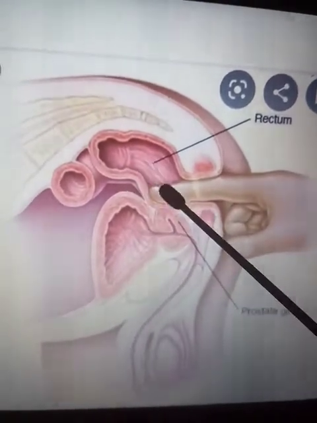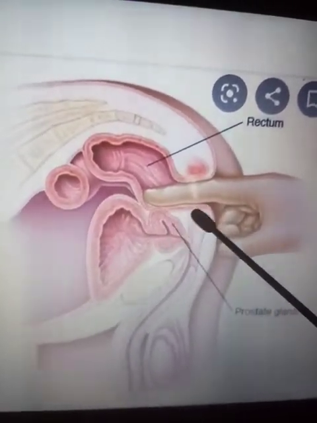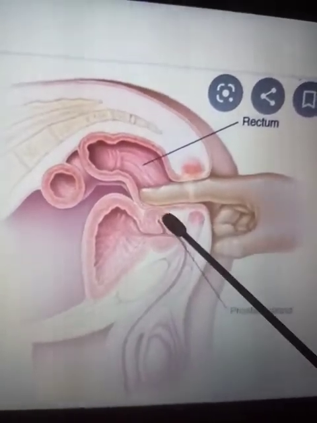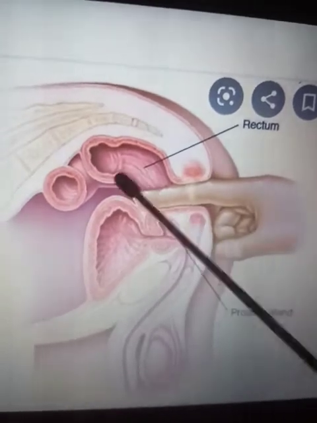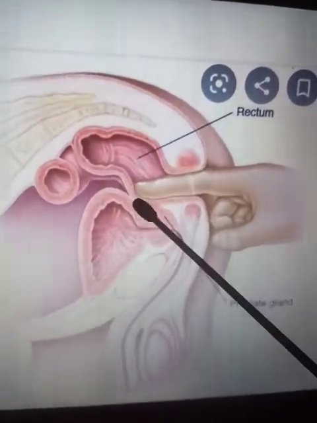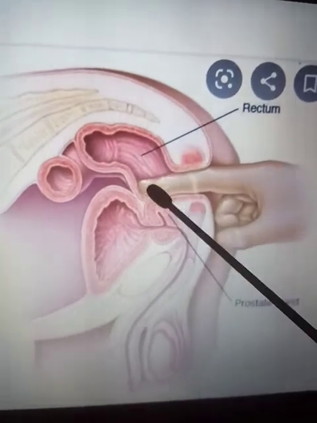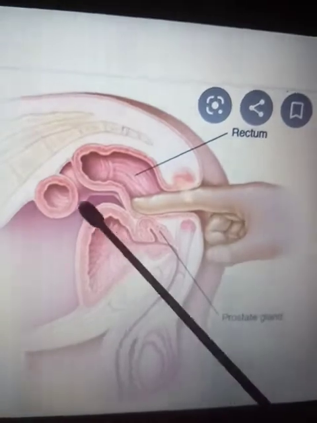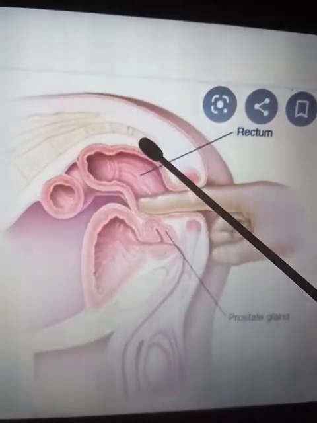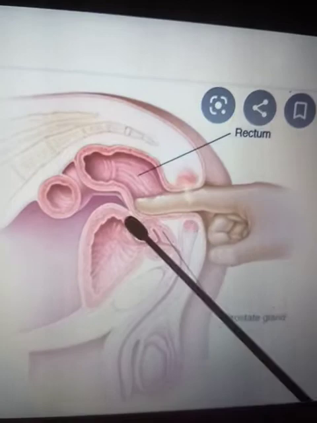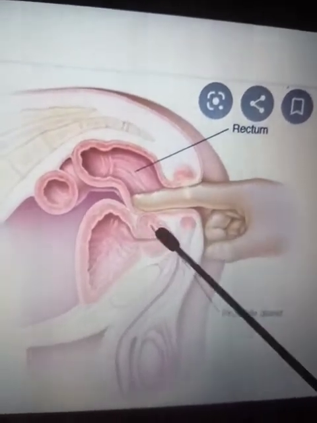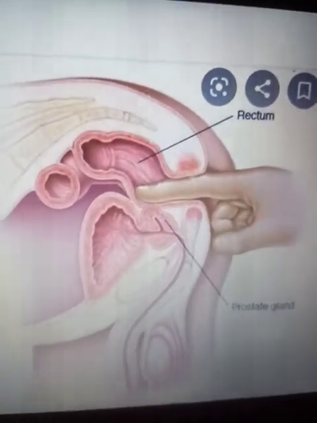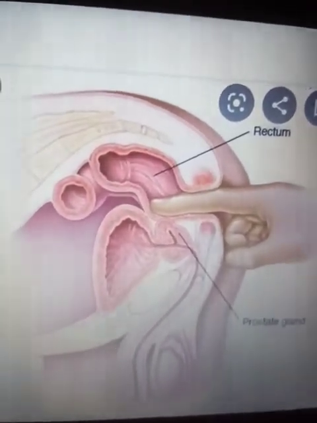Anteriorly you have the fascia of Denonvilliers. It is present between the rectum and the seminal vesicle. Here is the seminal vesicle, and this is the prostate, and this is the bladder. The one at the back is the fascia of Waldeyer, between the sacrum and the rectum. The one in front, between the rectum and the prostate and seminal vesicle, is called the fascia of Denonvilliers. These are again two supports.